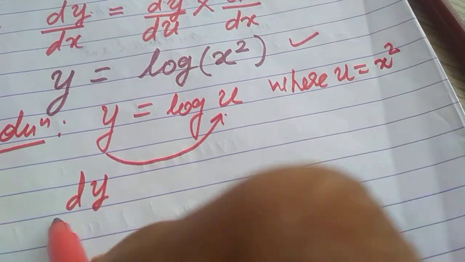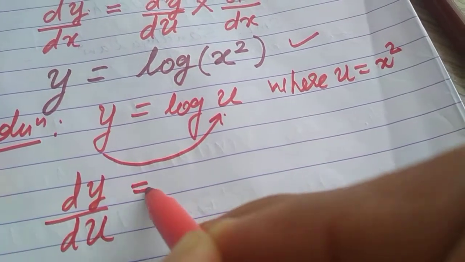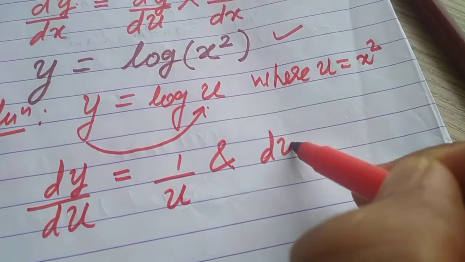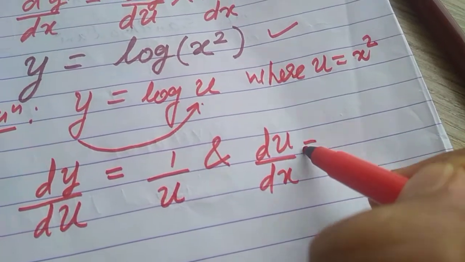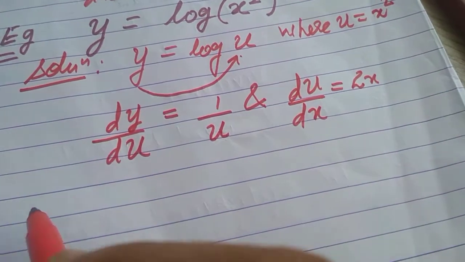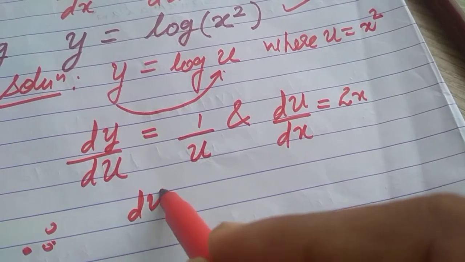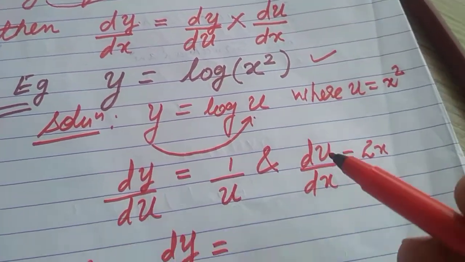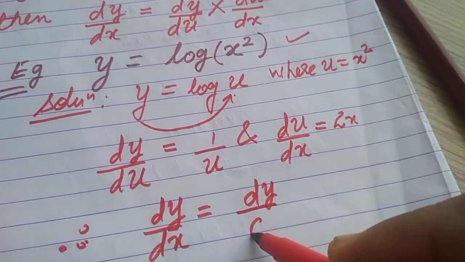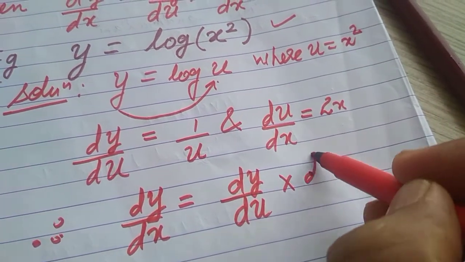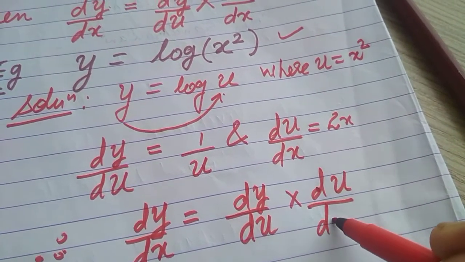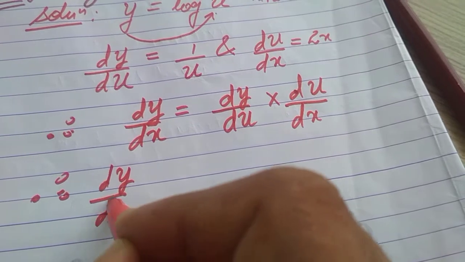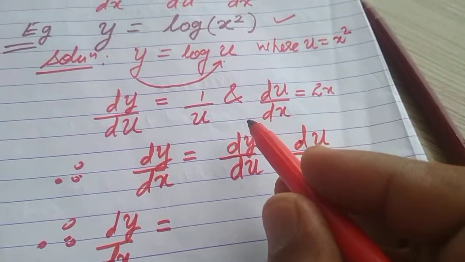First of all, find the derivative of y with respect to u. What is it? 1 upon u, as simple as that. And what is the derivative of u with respect to x? It is twice x, isn't it? Therefore, to find the derivative of y with respect to x, as per the chain rule of differentiation, first find the derivative of y with respect to u, and multiply this quantity with the derivative of u with respect to x.